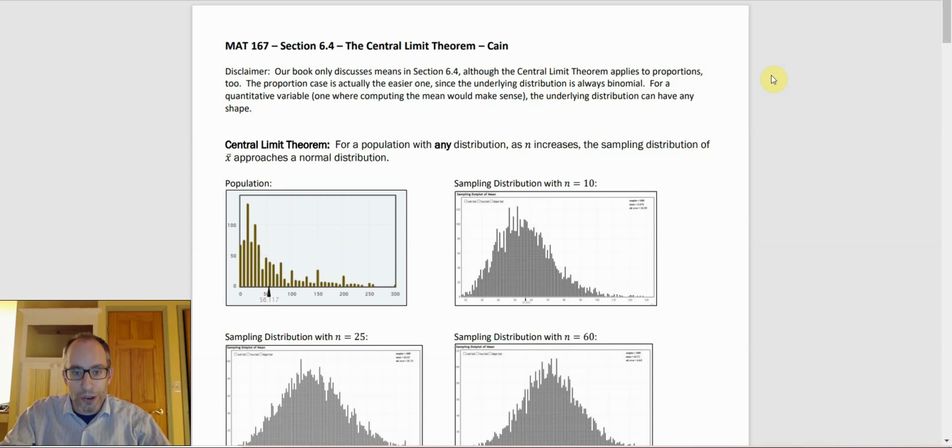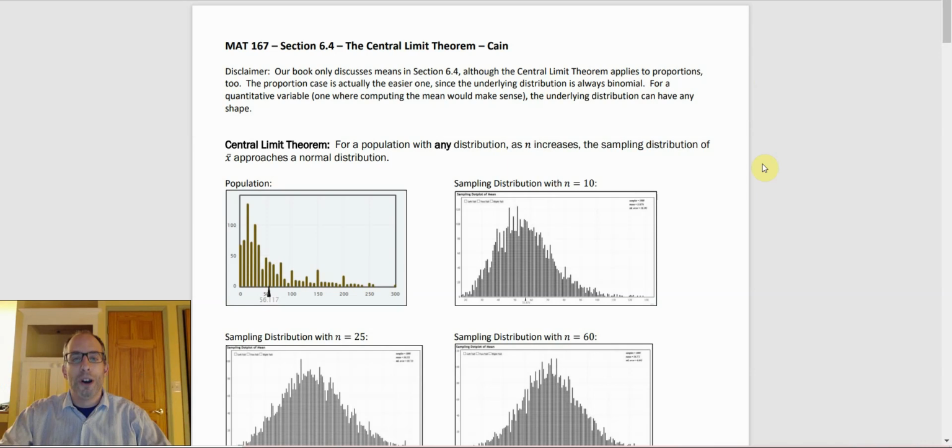This does also work for proportions though, which is what this disclaimer is about. The proportion case is simpler because the underlying distribution is always the same. It's always a binomial, right? That's what came up in the last section, section 6.3, where with the proportion, the underlying distribution is always a binomial, but with the mean, the underlying distribution could be anything. So the mean one is actually tougher. So if you were going to pick one, that is the one that comes up more often. And I guess if you look at the harder one in isolation, then the easier one should also be doable.